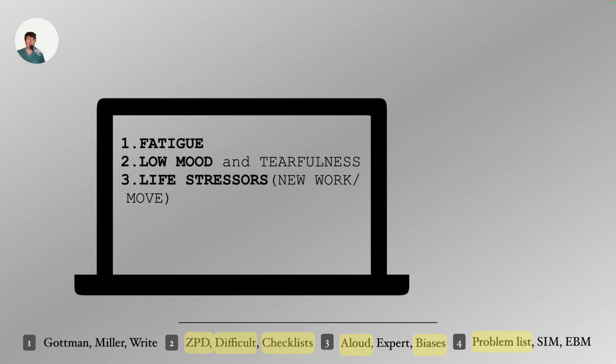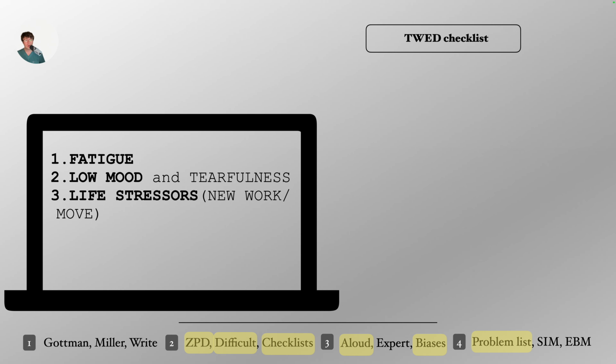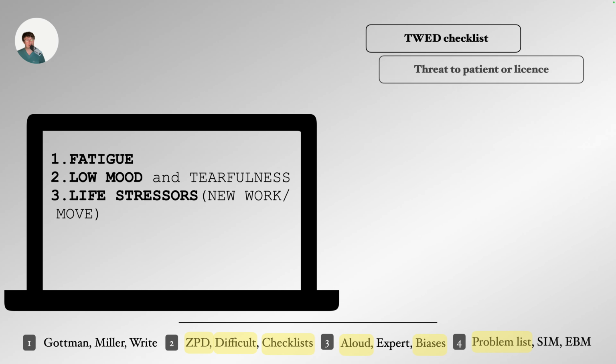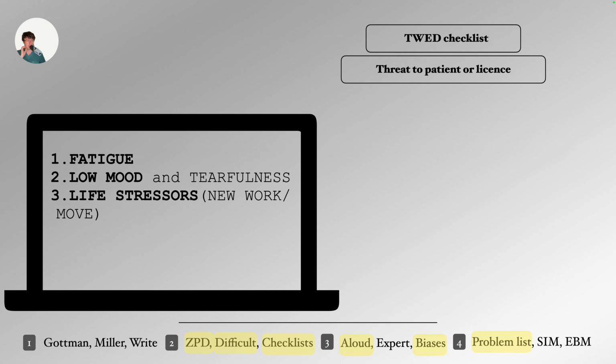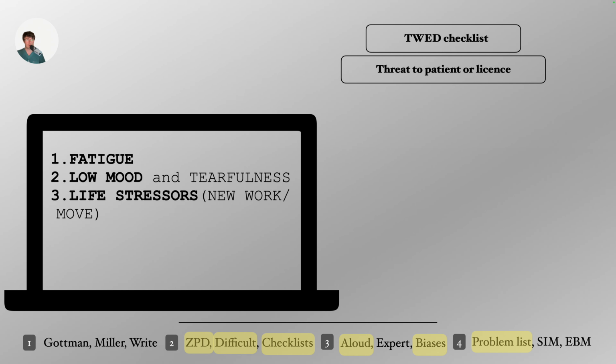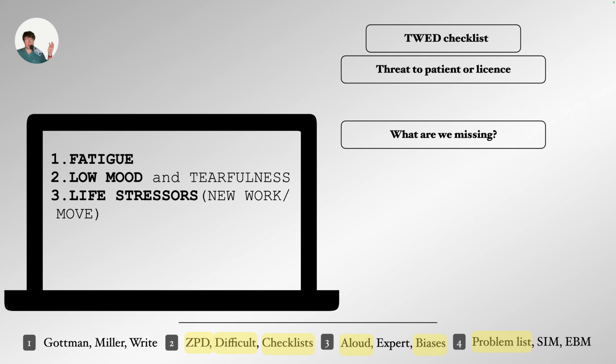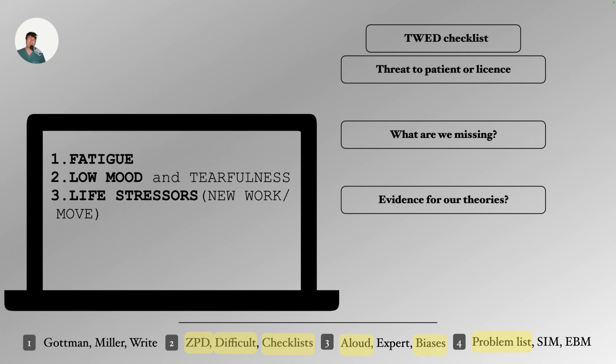So there's a second checklist that I'm going to bring in here super quick, which is the TWED checklist, which is a terrible name. I did not come up with it, but it's really good because it asks 4 quick questions that you can say to the group. Is there a threat to the patient or to your license? And just openly saying to the group before we close on a diagnosis, what are we missing? What are we missing? What is the evidence for our theories?